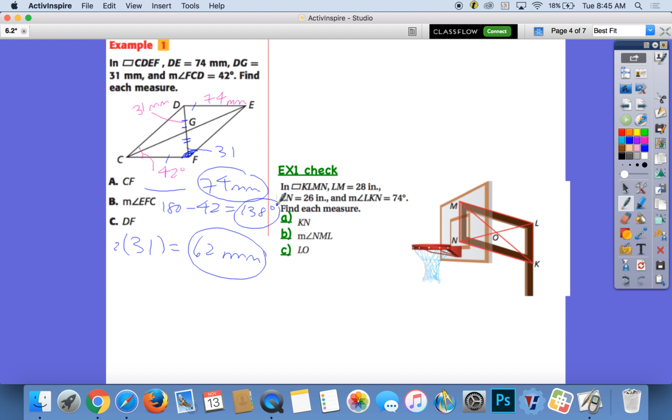All right, why don't you guys take a second and pause the tape, and I want you to go through and solve this problem. So KN is going to be 28 inches. The measure of angle NML is going to be 74 degrees. They're congruent. And the measure of segment LO is going to be 13 inches.